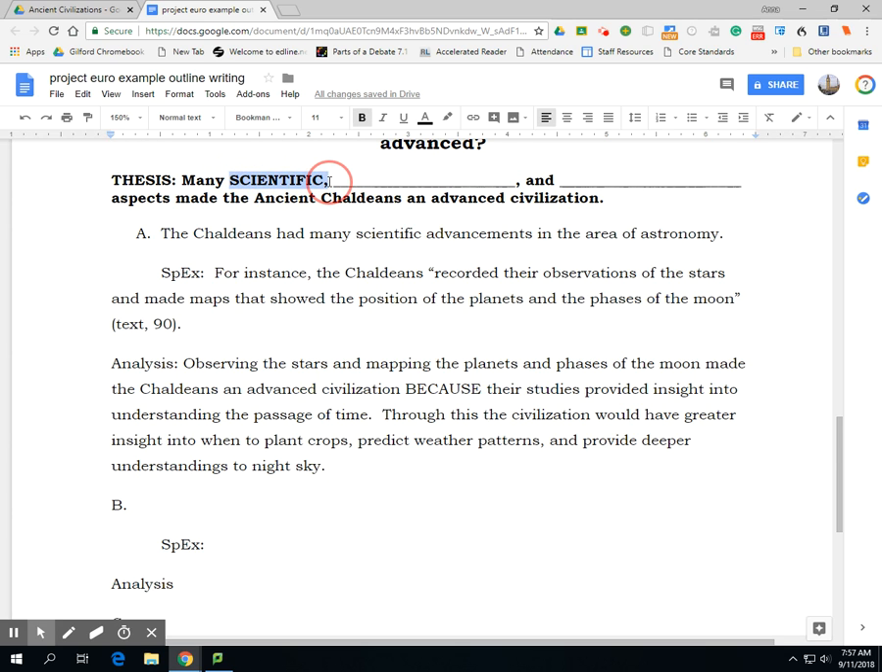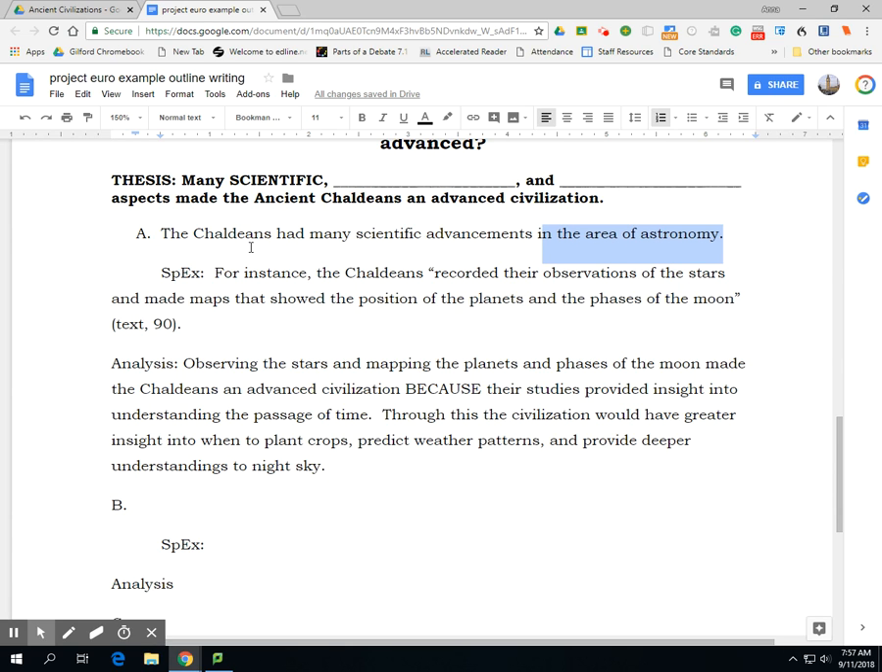So I actually took the word scientific to let my reader know this is going to cover the scientific part of my thesis. So I have a simple statement. The Chaldeans, that's who I'm talking about, had many scientific advancements. That comes from my thesis. And then in the area of astronomy is categorizing what this specs will be about. And that's really what it is, a bridge. It takes it like a funnel and it narrows me to the specs.